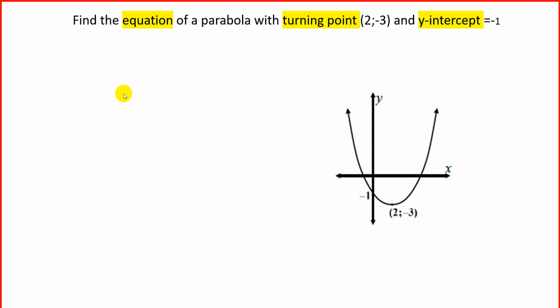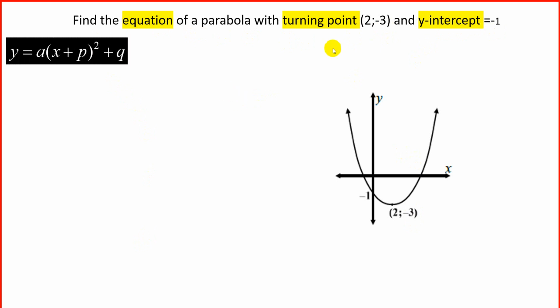Looking at our first example, find the equation of a parabola with turning point (2, -3) and y-intercept equal to -1. So we're going to start off with the standard equation of a parabola given the turning point, y equals a into x plus p all squared plus q. Our first task is to substitute the turning point. Note that in the equation 2 represents p, -3 represents q.